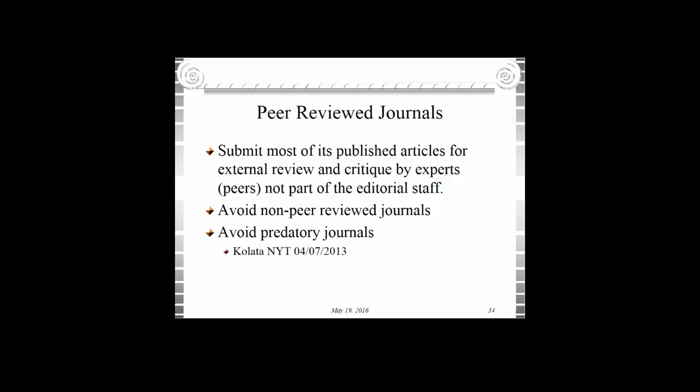Peer-reviewed journals. Julianne did a good job on this. What is a peer-reviewed journal? Maybe I should have started with that. A peer-reviewed journal is one that submits most of its published articles for external review and critique by experts who are not part of the editorial staff. Everything goes through an internal review, but then the external peer review is really the hallmark of peer-reviewed journals. As Julianne said, we want to avoid non-peer-reviewed journals and avoid predatory journals.